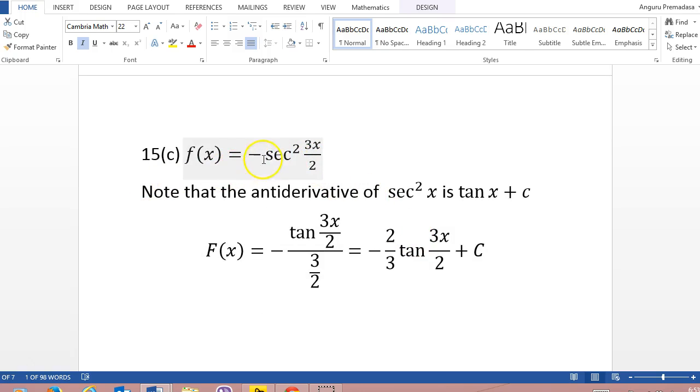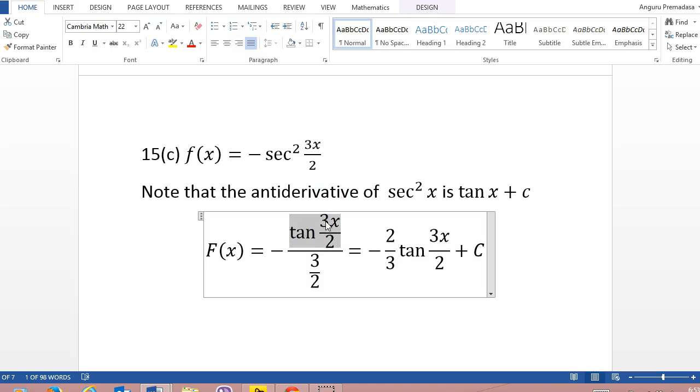Now you have secant squared. Now secant squared is a very familiar antiderivative. Why? Because the derivative of tangent x is secant squared x. The derivative of tangent x is secant squared x. So then the antiderivative of secant squared x is tangent x. So therefore you can think of the antiderivative of secant squared 3x over 2 as tangent 3x over 2.